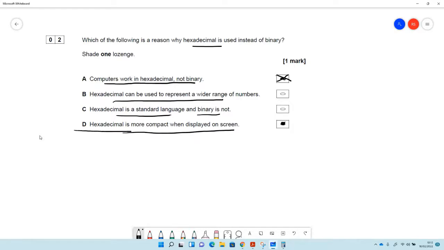So this is the only valid answer. It's more compact when displayed on the screen. It's more compact when we write it down as well, because as we just looked at in the previous question, FF is definitely more compact than 1111 1111, although they're the same representation.